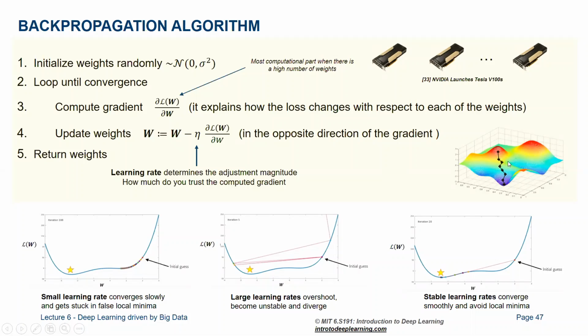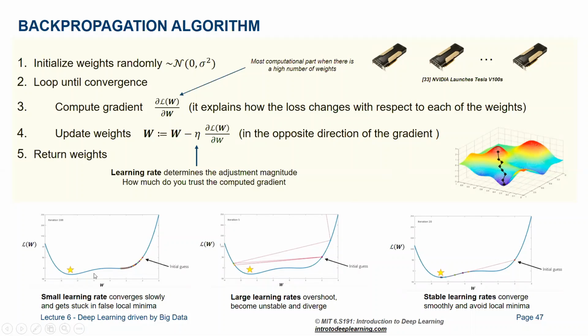It basically determines how much you trust the gradient. This can be fixed, can be learned, can be adjustable. There are many different strategies to do that.